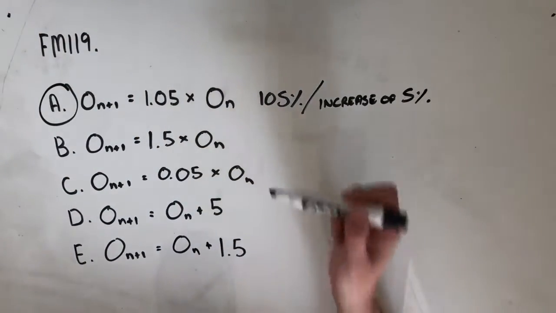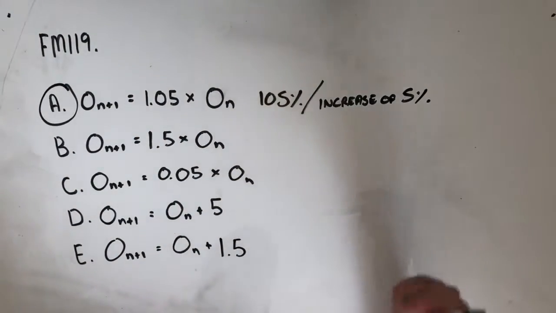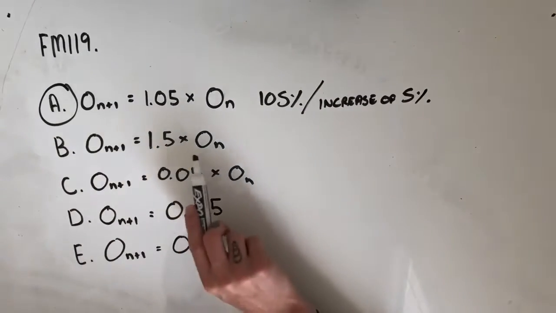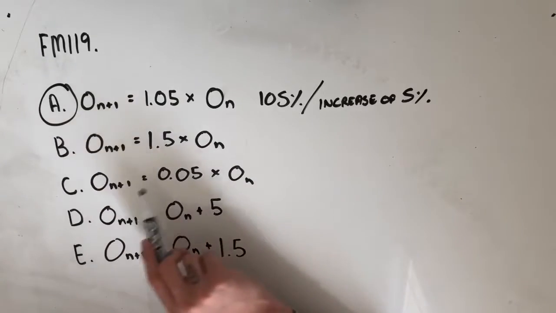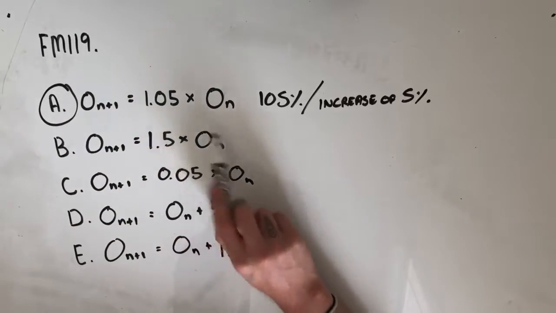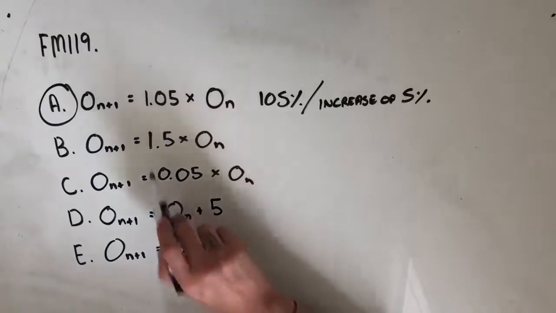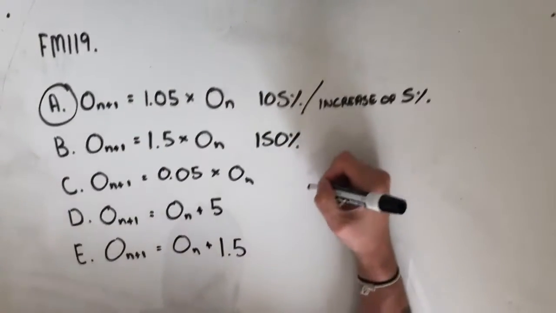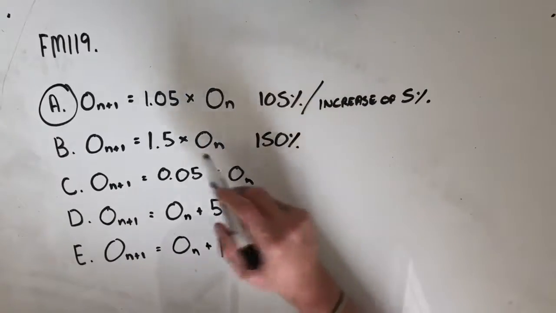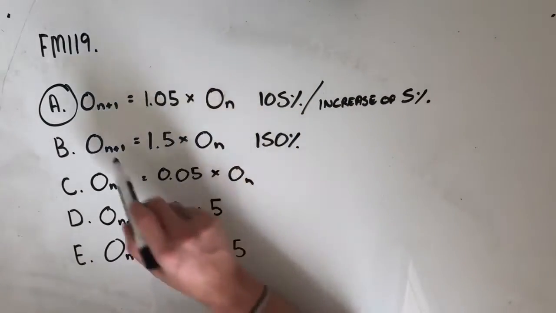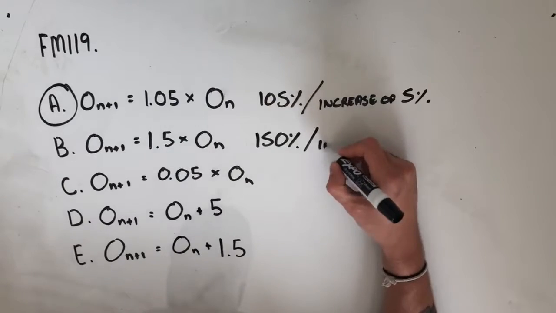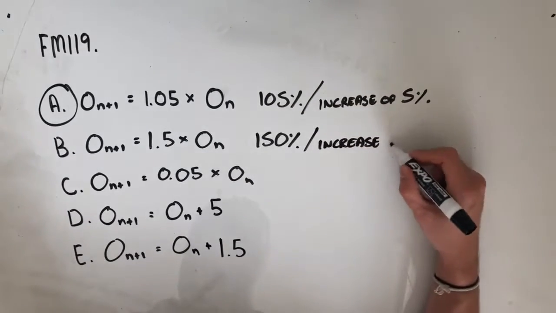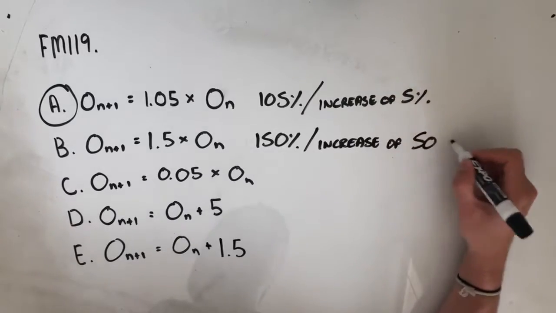But I'm going to go through all of the other options and talk about what each of those would mean. So moving on to option B. Going from one ollie to the next ollie, we have 1.5 times one term takes us to the next term. Now this 1.5 would translate to 150%. So 150% of one ollie takes us to the next one, which is actually an increase of not 5%, but 50%.